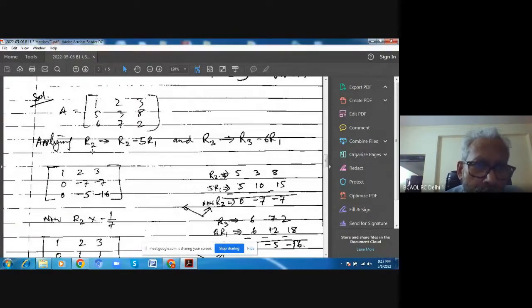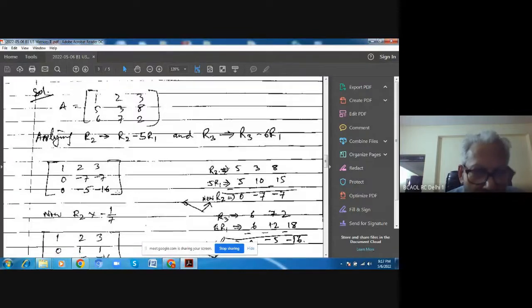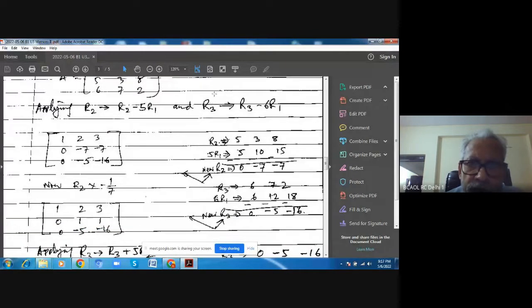सेकेंड रो जो आपका उद्देश्य था वो फुलफिल हो गया. 0 -7 फॉर्मेशन बन गया. First row and last row, first row is same. Now third row, actually third row change हुआ. Third row मैंने क्या किया, R3 -6 R1, R3. 672 written, 672 आप लिख लीजिए आपने.